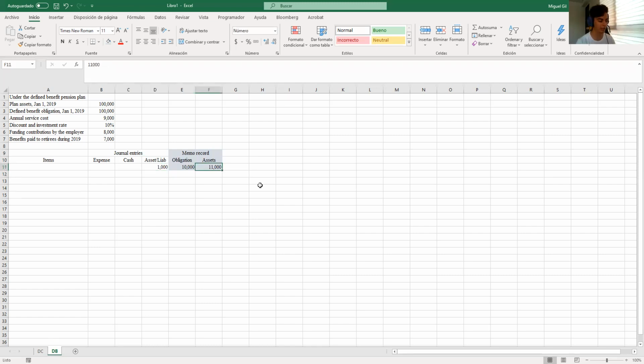Imagine the opposite. Imagine that it has 9,000. So if that is the case, here I will write minus 1,000, okay? Because it reflects that this company has a liability of 1,000, because they have an obligation of 10,000 and they only have 9,000. So that difference is in here. I hope it's a little bit clearer.